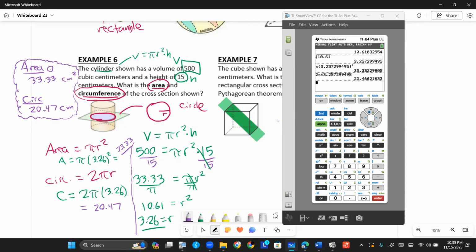And if you recognize that number, that's the number we got before we solved for r, because if you look at that, pi r squared is the base area. So we've already solved for that, but you get 33.33 when you plug it back in. The circumference is 2 pi r. If you plug in 3.26, or 3.257 if you want to go out more decimal places, you get about 20.47 centimeters. And remember, your units for area is in square units, and for circumference is just in units. All right, read through question 7, pause the video, and try that one on your own.